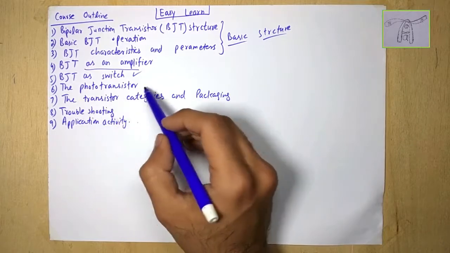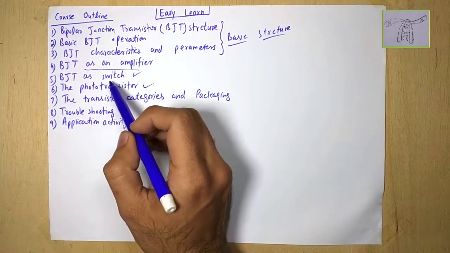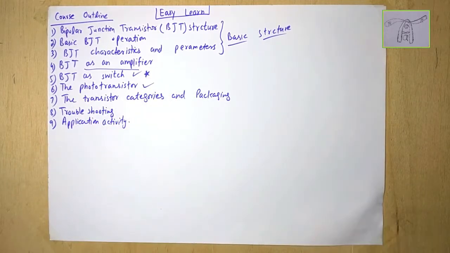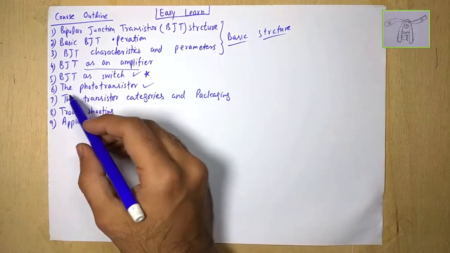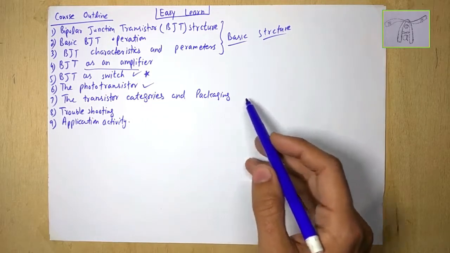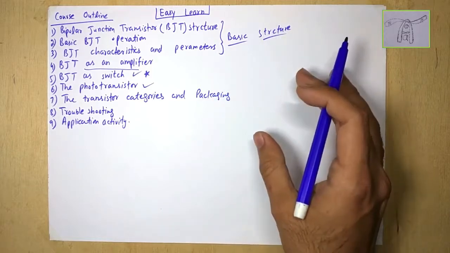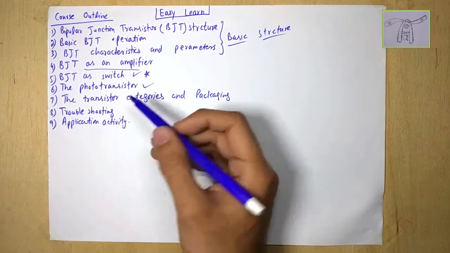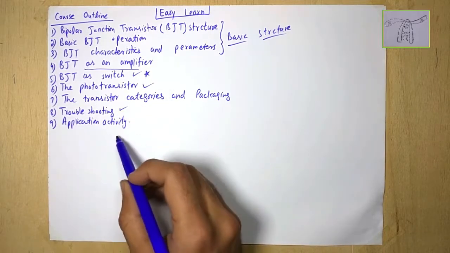Next is the application of the transistor as a switch. This is a very important and main application of the BJT. It is used for switching purposes, very fast switching, and in power electronics, which is a very vast field. The phototransistor will also be explained, along with transistor categories and packaging. At the end we will also cover, in a single episode or two, troubleshooting and the application activity.